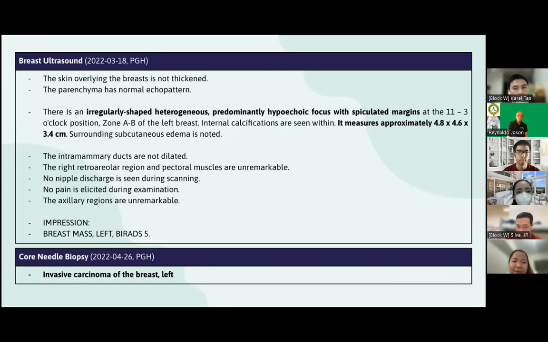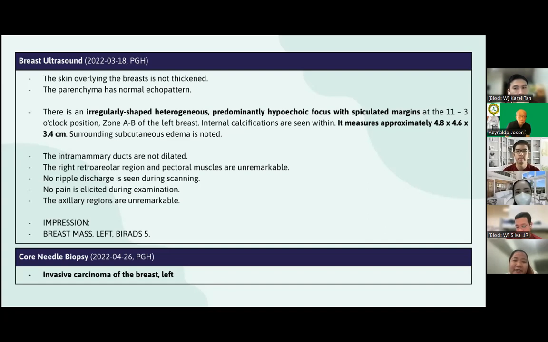So yung mass po ng patient natin is hypoechoic, which means it's high density, and not to mention it's also irregularly shaped with spiculated margins, which are all features that are suggestive of malignancy. If a mass is benign, on the other hand po, it's more likely to present as round po and well circumscribed.